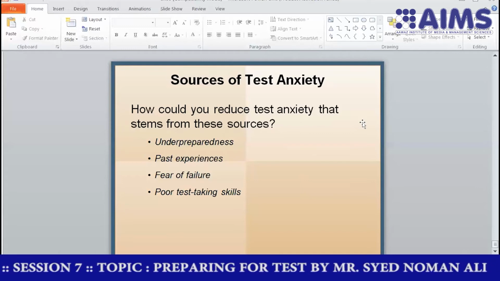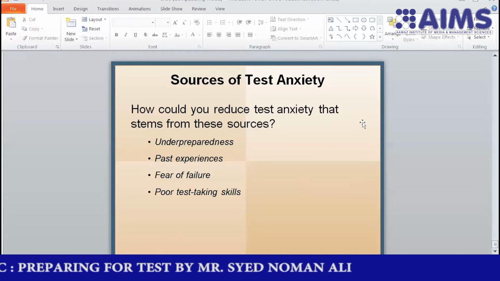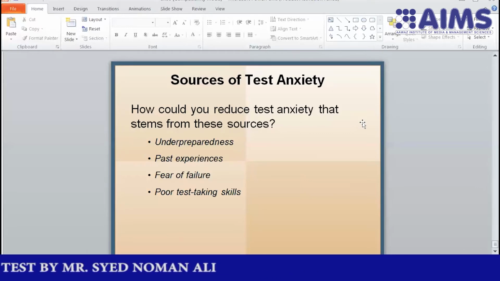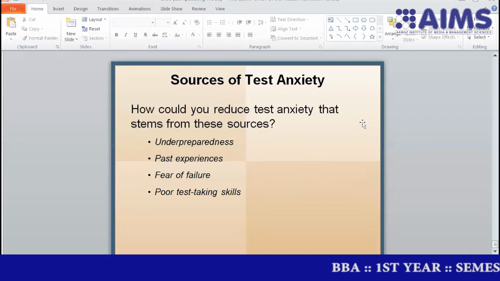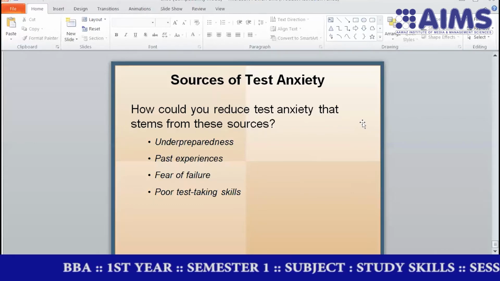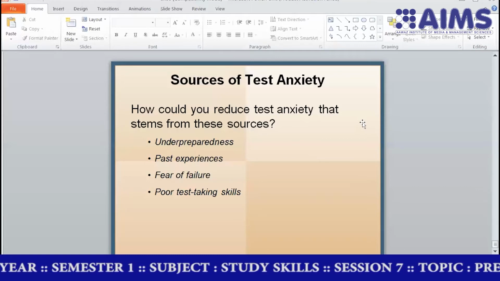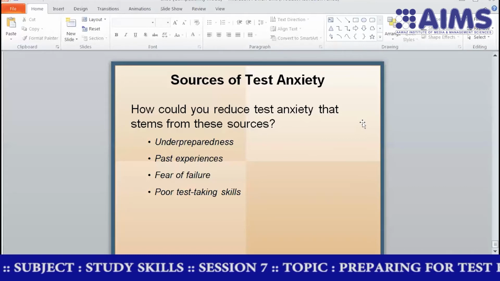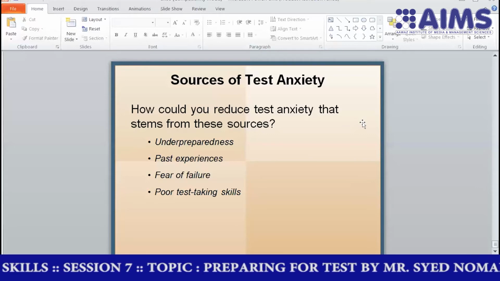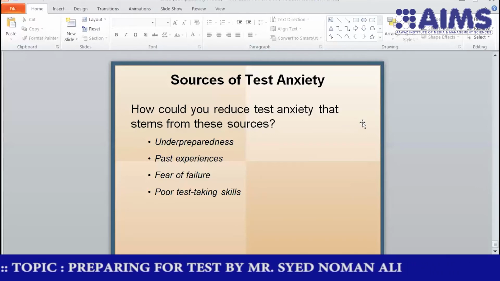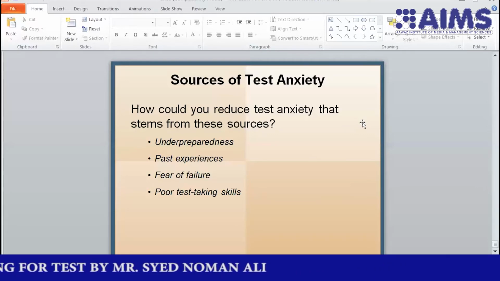The second is past experiences, the mistakes you made, and the fear of failure. You have a sense of feeling that you will fail, and that creates a lot of test anxiety. Poor test-taking skills: when you do not examine and answer those things which were examined. So these are the sources of test anxiety.